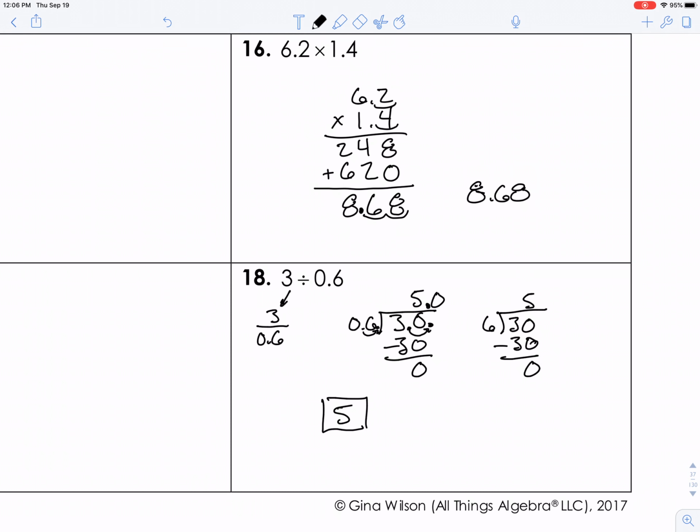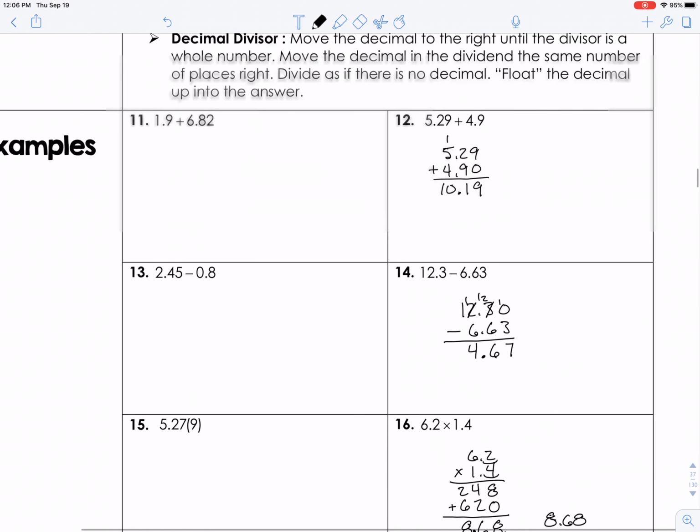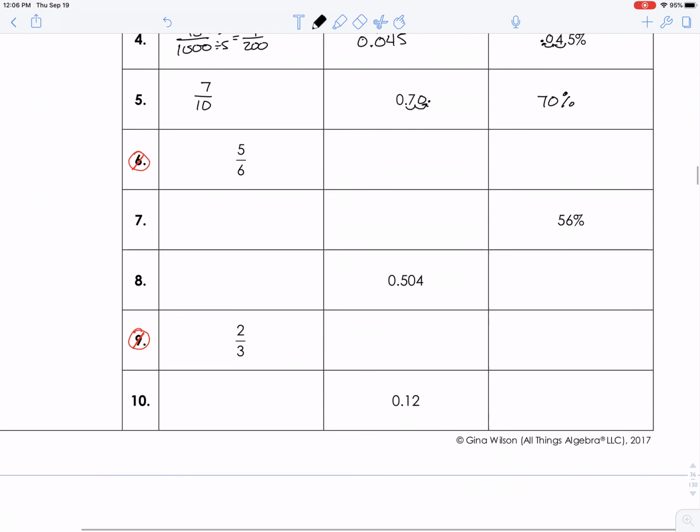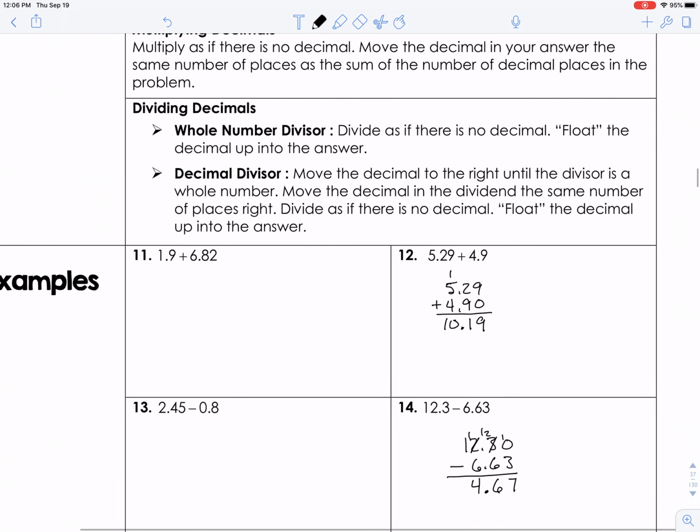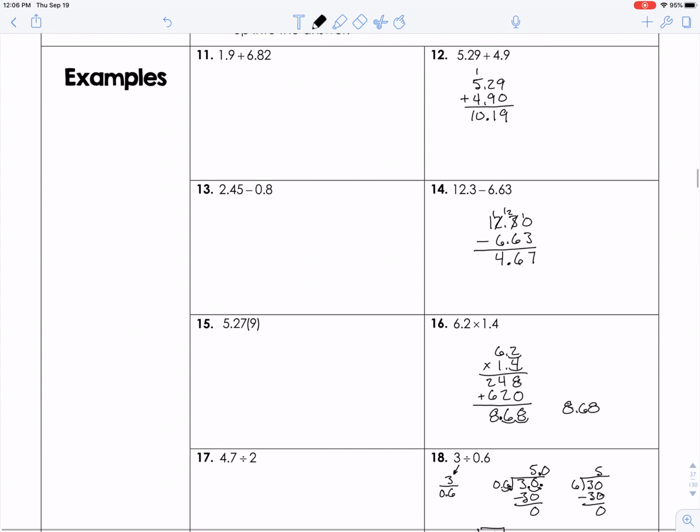Okay? So I want you to work on those examples up on the front. You need to do 7, 8, and 10. If you want to do 6 and 9, have at them. Give them a shot. And I also want you to do the odds on the back.